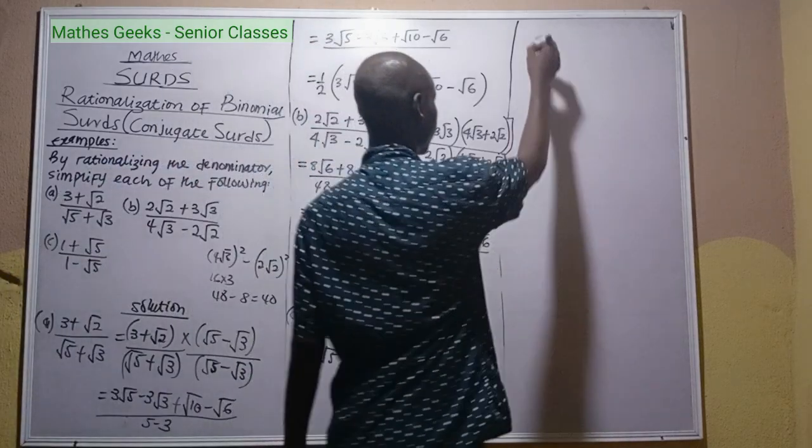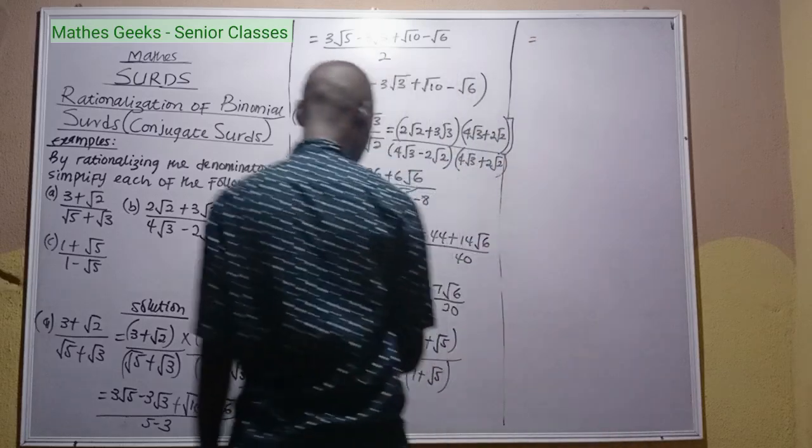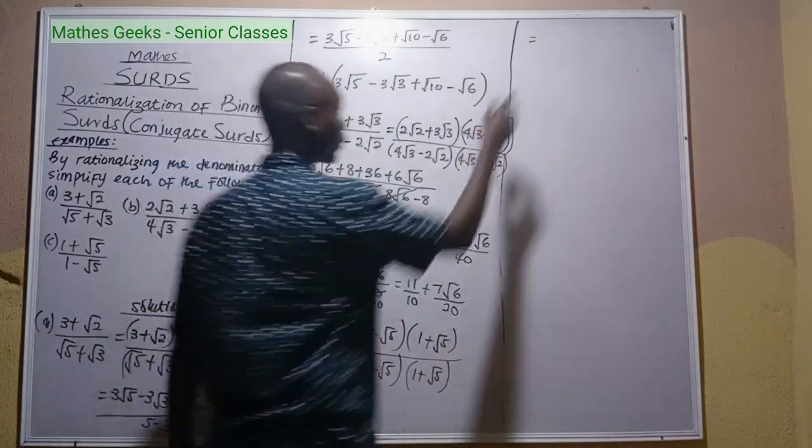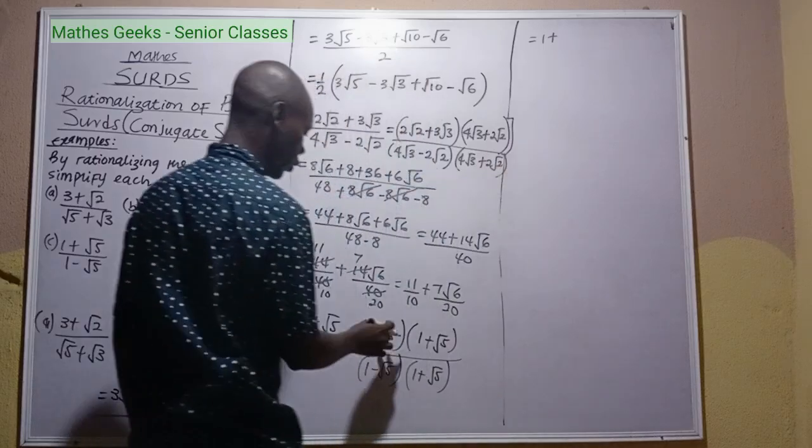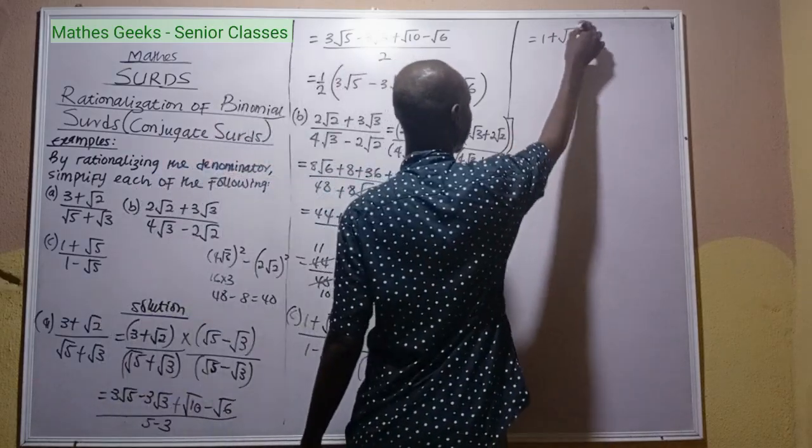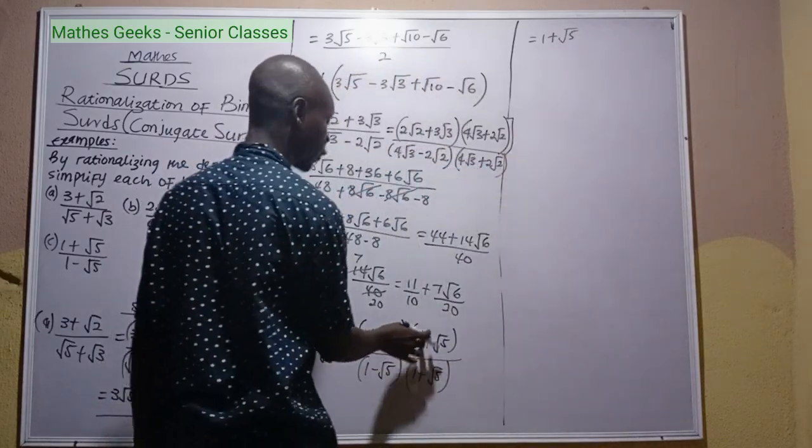And this will give me, so 1 times 1 is 1 plus 1 times root 5 is root 5. Root 5 times 1 is root 5.